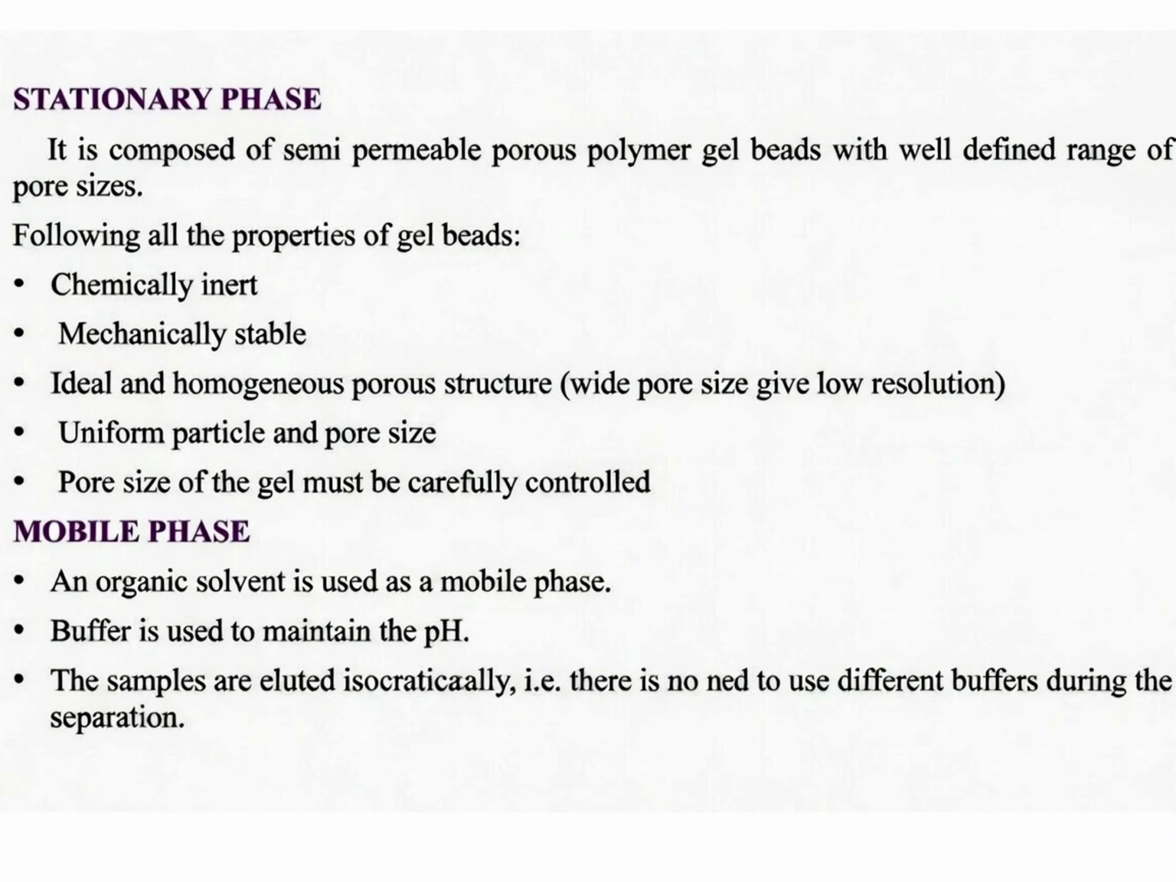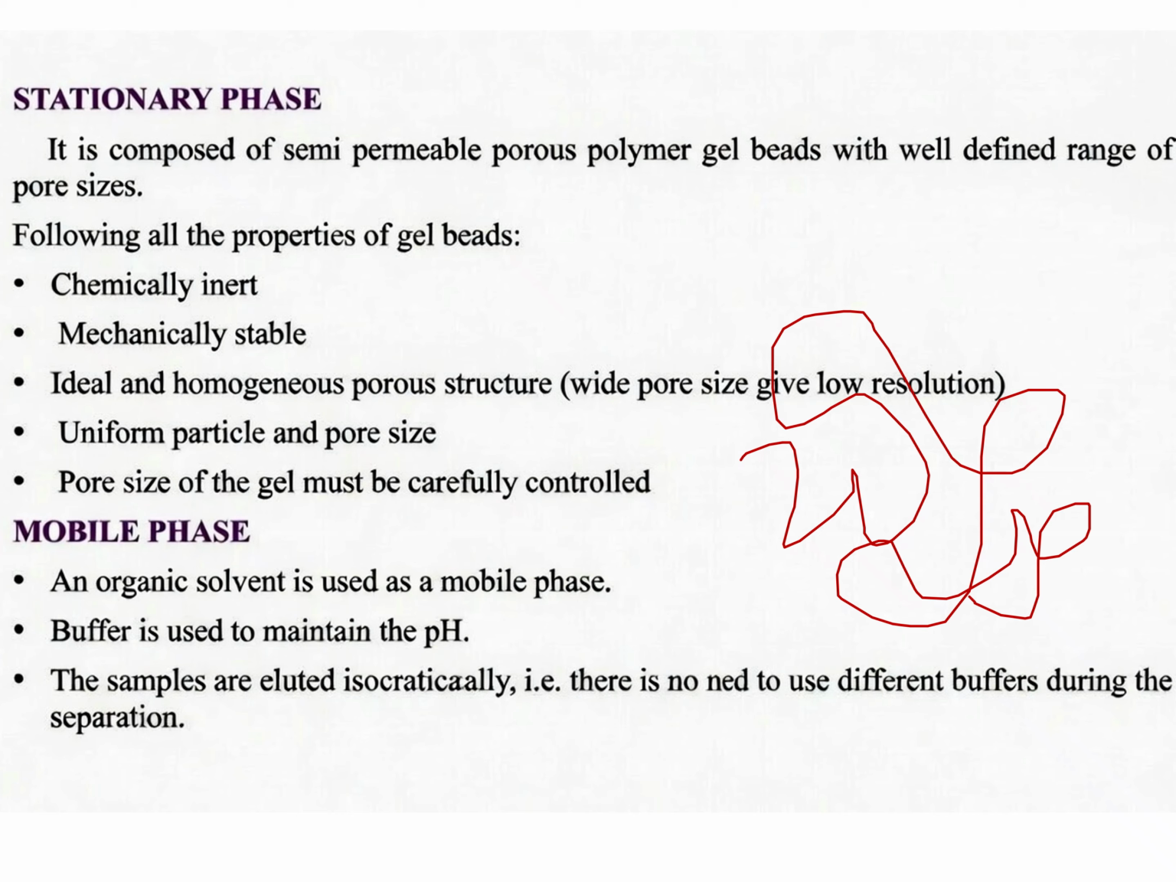Protein structure is three-dimensional, with amino acid residues, alpha helices, and beta sheets. Whenever you change the pH, the protein may get denatured and destroyed. So we have to carefully monitor the buffer system. The samples are eluted isocratically, and there is no need to use a different buffer during the separation.